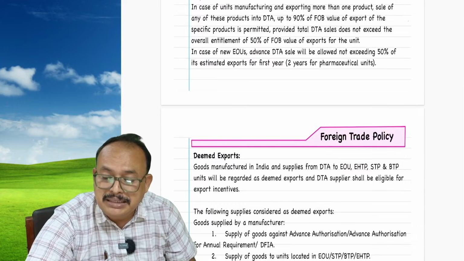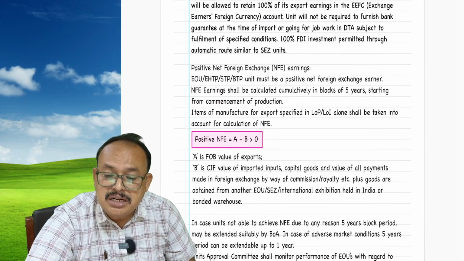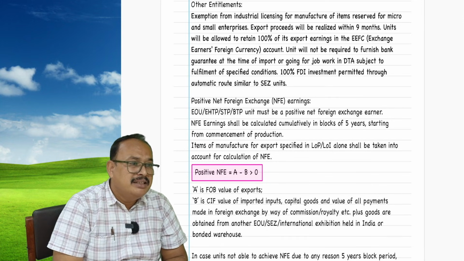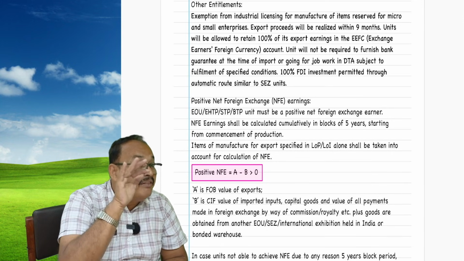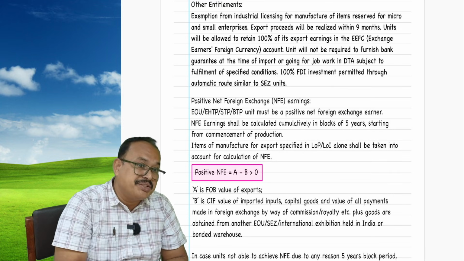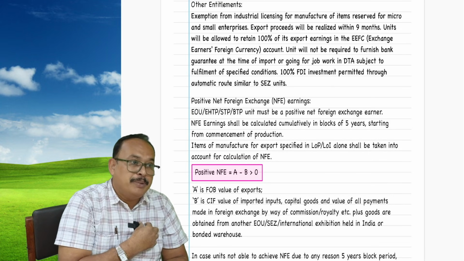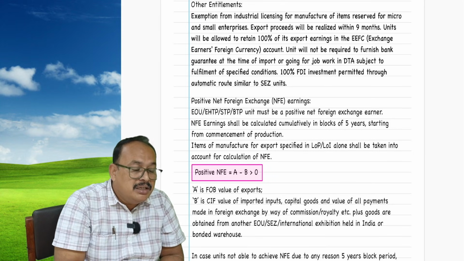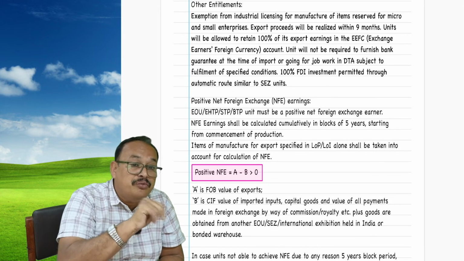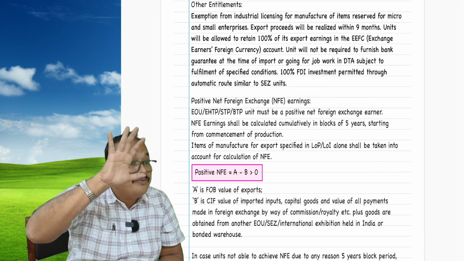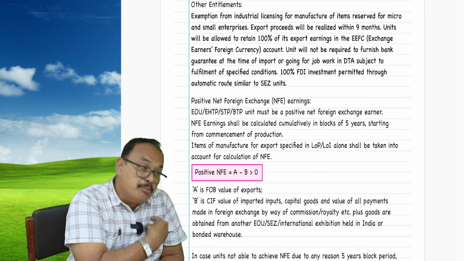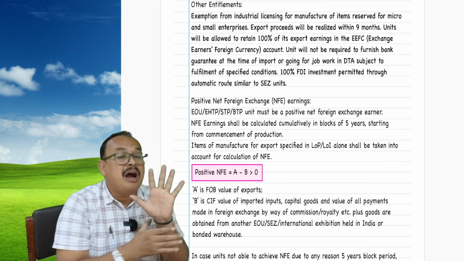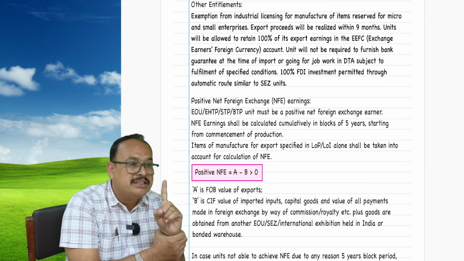But here, my dear friends, in the case of EOUs, EHTPs and all, they should get a license. That license is revalidated for them every 5 years. If my unit is an EOU, I should get a license from the government. That license will be revalidated every 5 years. In a block of 5 years, my import should be less than my exports. That means in a block of 5 years, I fulfill one obligation.